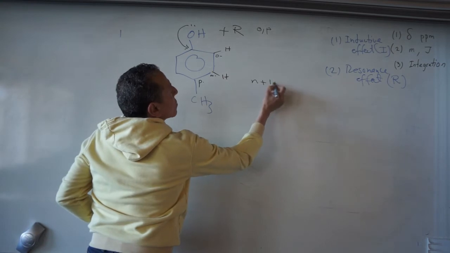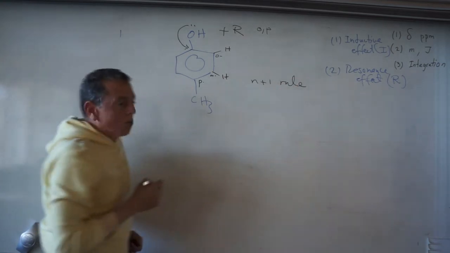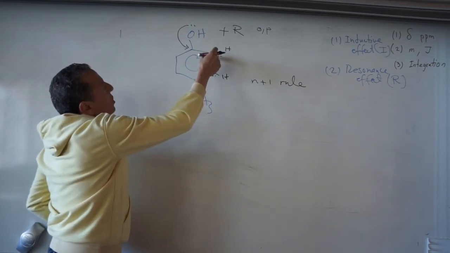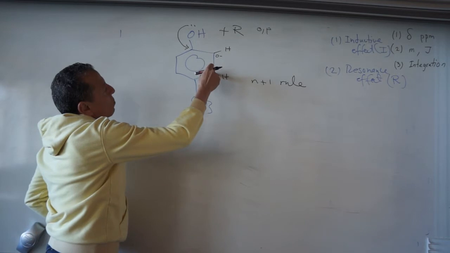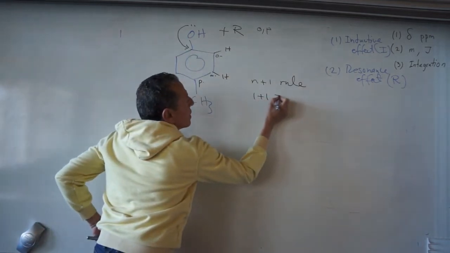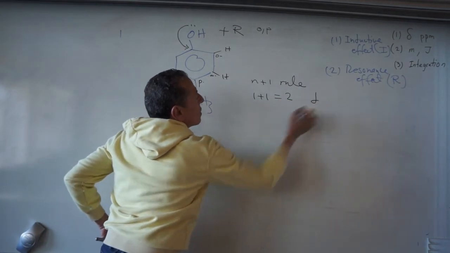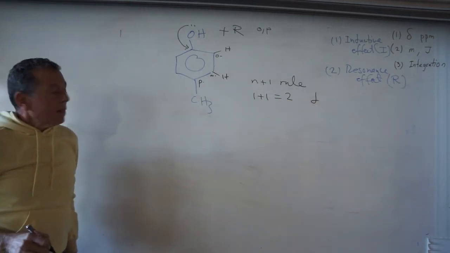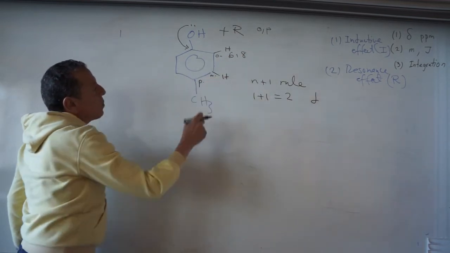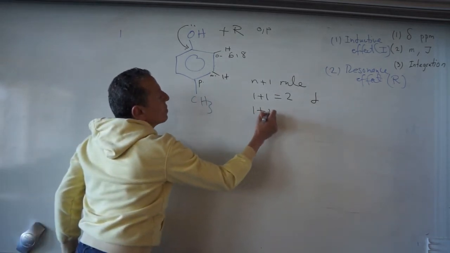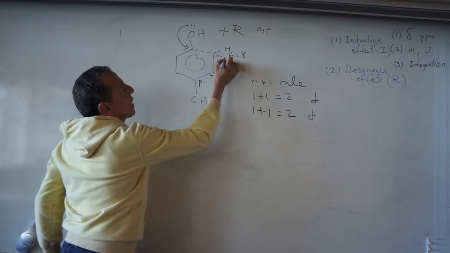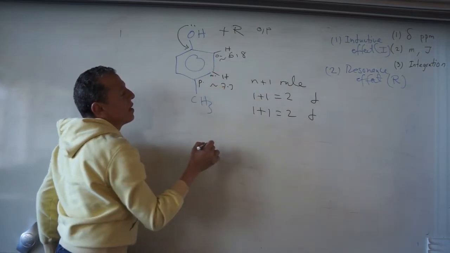We have a rule called the N+1 rule. This rule means: this proton is affected by which protons? It has a neighboring proton from this side, and here no proton. It means 1 + 1 = 2. So you will see this as a doublet, right? And as I told you, it will be around 6.8. But this proton, you will see also as a doublet. But the chemical shift will be around 7.3.